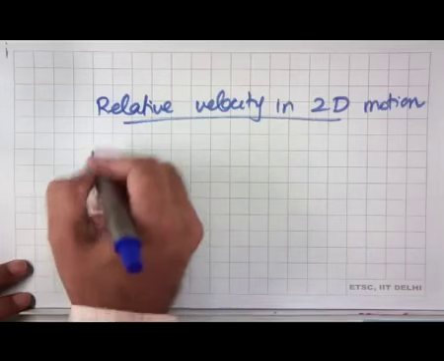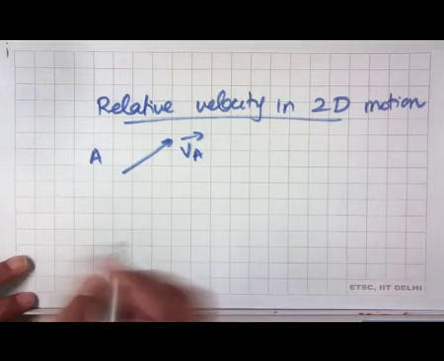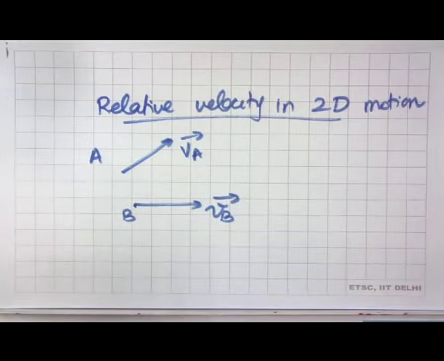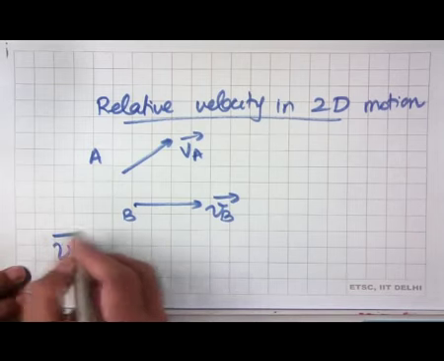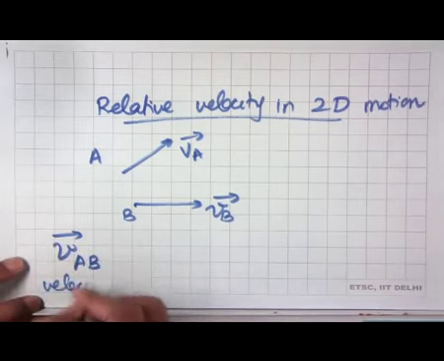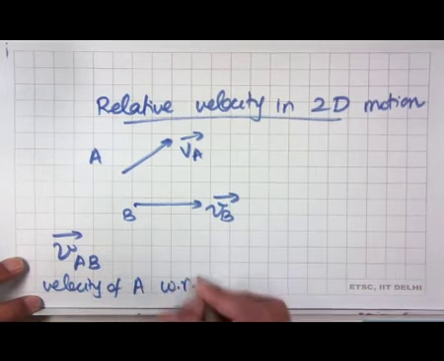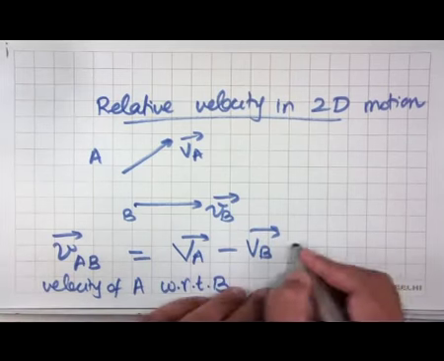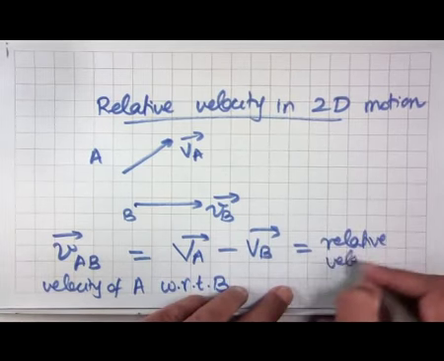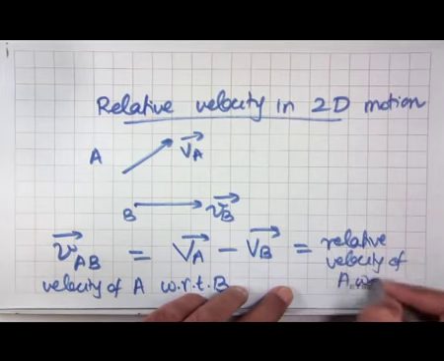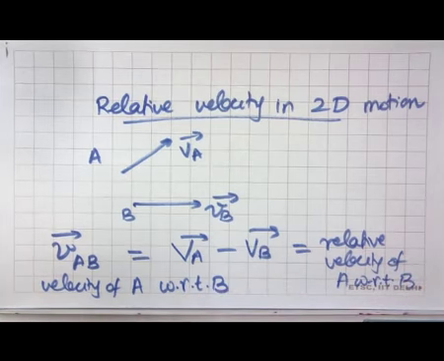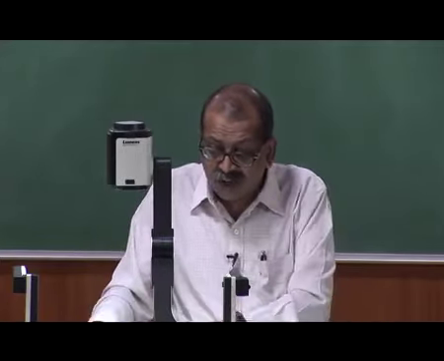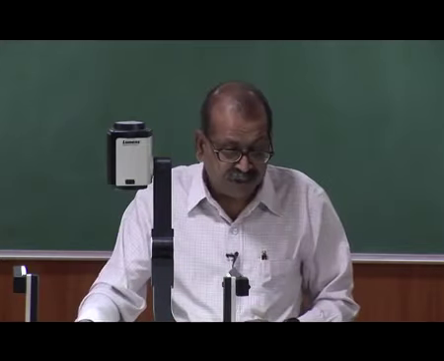That means, suppose a particle A has a velocity Va and a particle B has velocity Vb, both of which are measured with respect to some frame of reference, then velocity of A with respect to B can be written as Va minus Vb, or sometimes this is also written as relative velocity of A with respect to B. So, the concept of relative velocity we have seen in 1D motion is the same here, but now we will have to take Va and Vb as vectors, and this will be a vector subtraction.